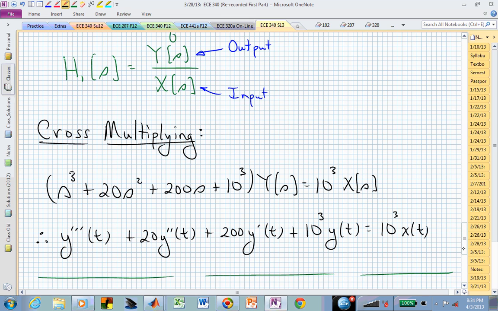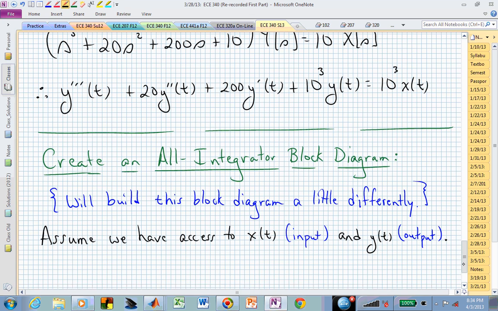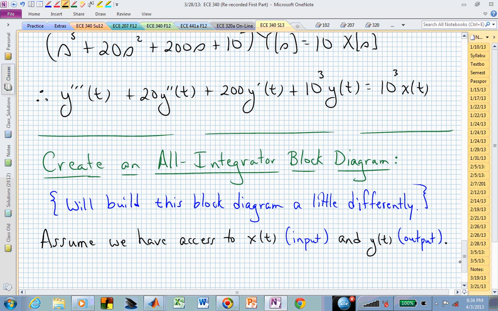Now what we want to do, now that we have the differential equation, somebody could say, okay, that's the differential equation that governs the dynamic behavior of a third order low pass filter that has Butterworth poles as its characteristics. Now what I want to do is create an all-integrator block diagram, and as I said before, I want to build this up a little differently than what we've done in the past.